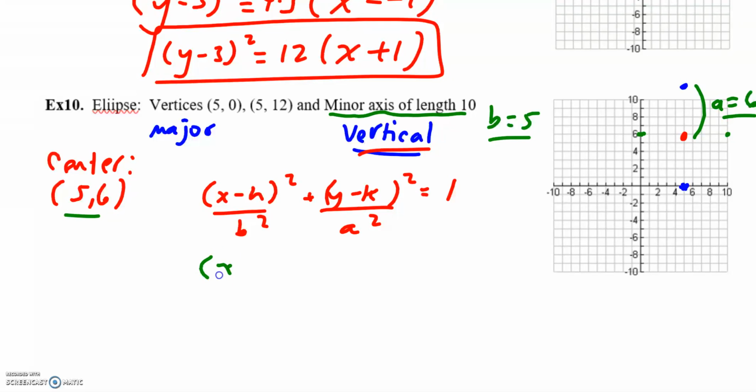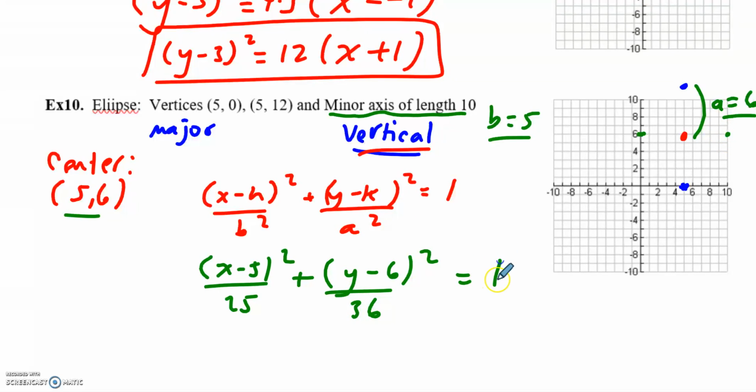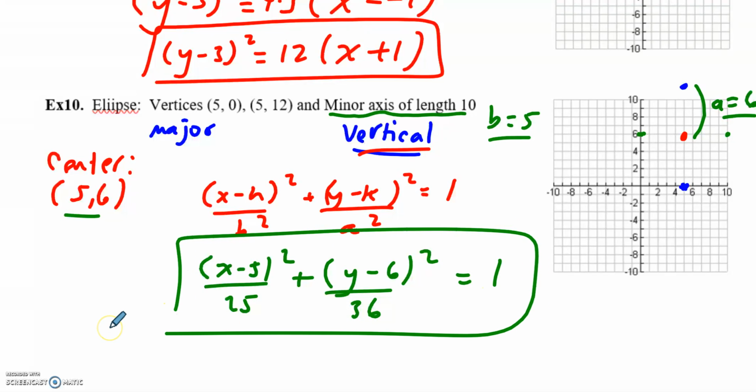So if my b is 5, my a is 6, and this is my center, my equation would be the following. x minus h, which is 5, squared, over b squared, which is 25, plus y minus 6 squared over a squared, which is 6 squared or 36, would equal 1. So this would be my answer for number 10.